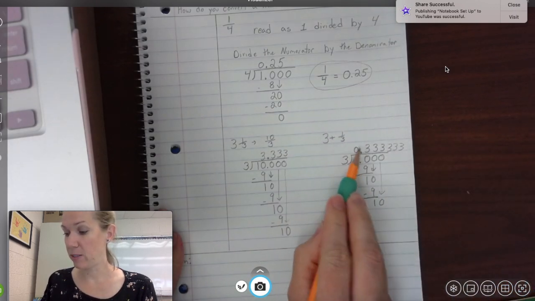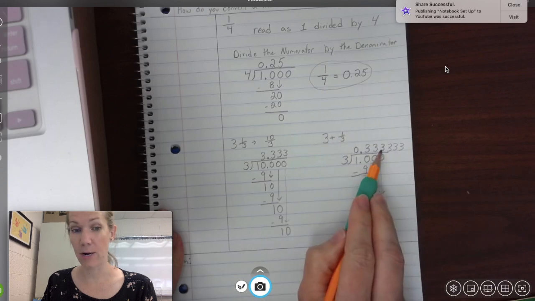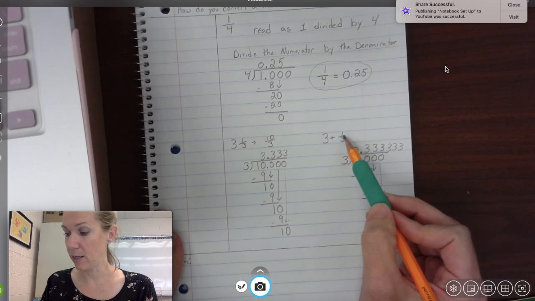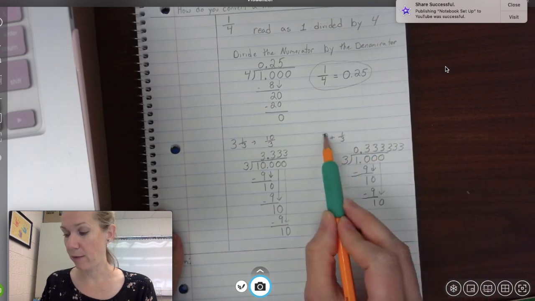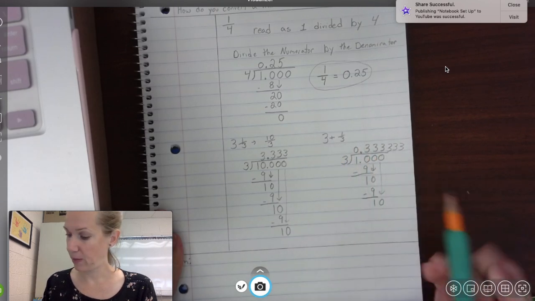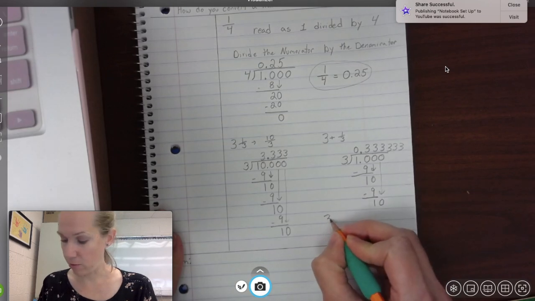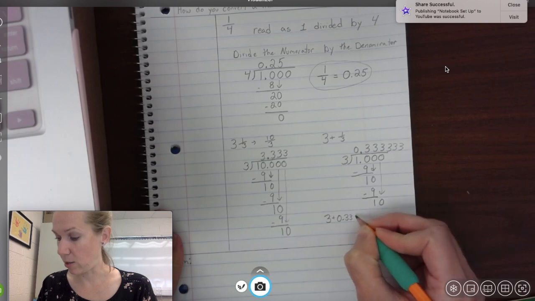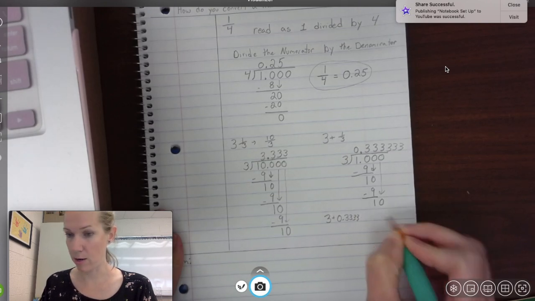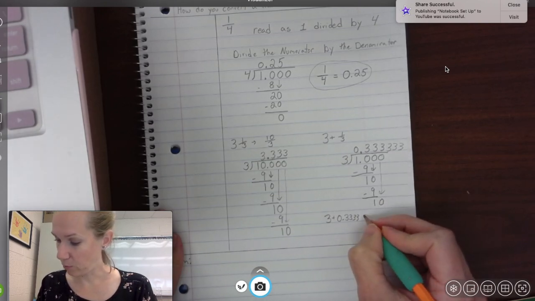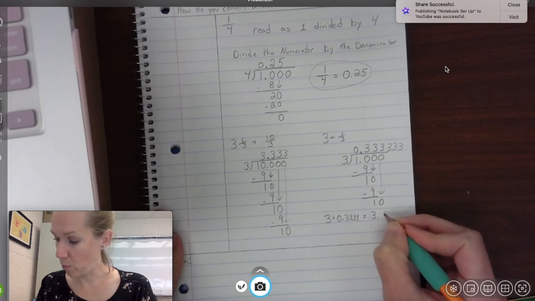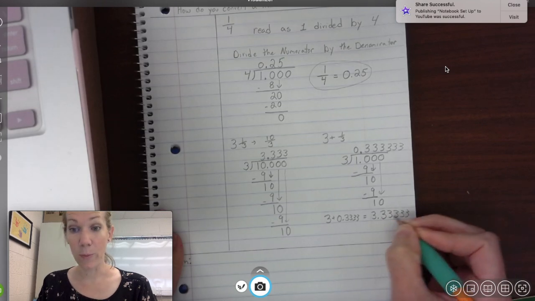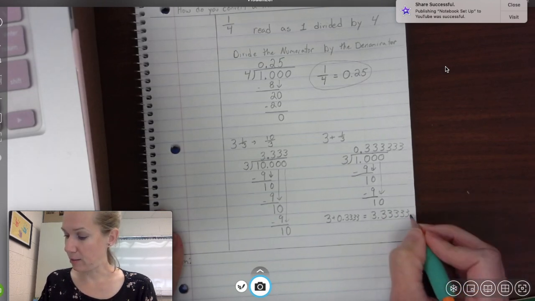But remember, this is just what 1/3 equals. This is not our answer. If you do it this way, a lot of students like it because it's a little quicker, but you have to remember to add it back to here. So we have to add 3 plus the 0.3333, and on and on and on, which equals 3.3333, repeating.